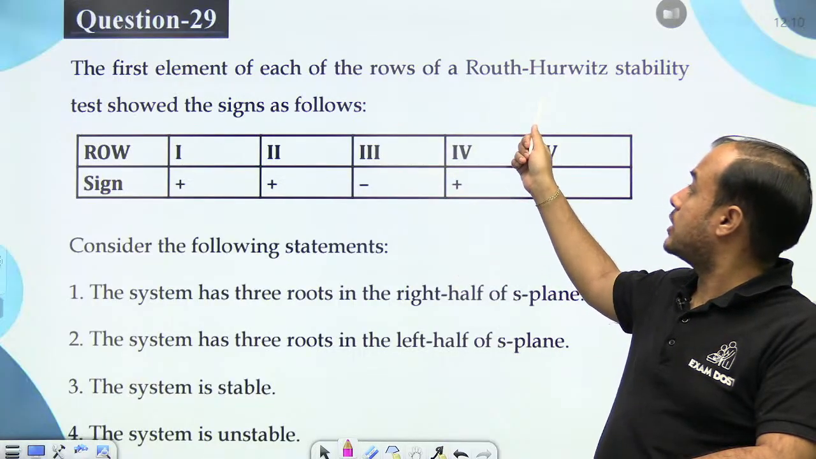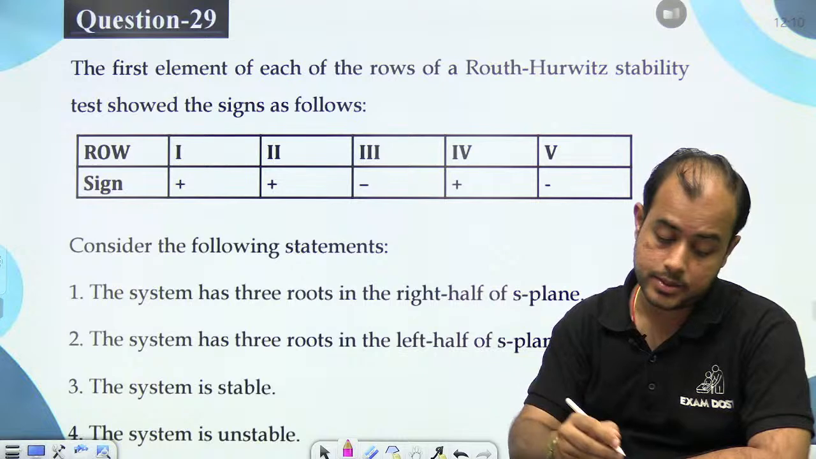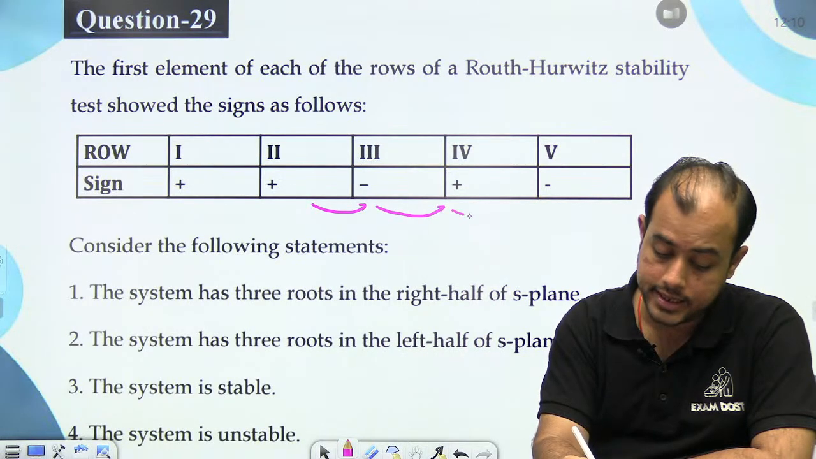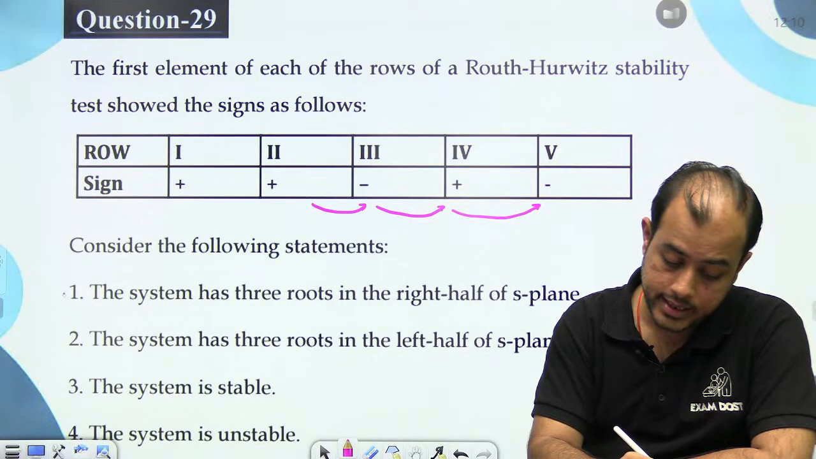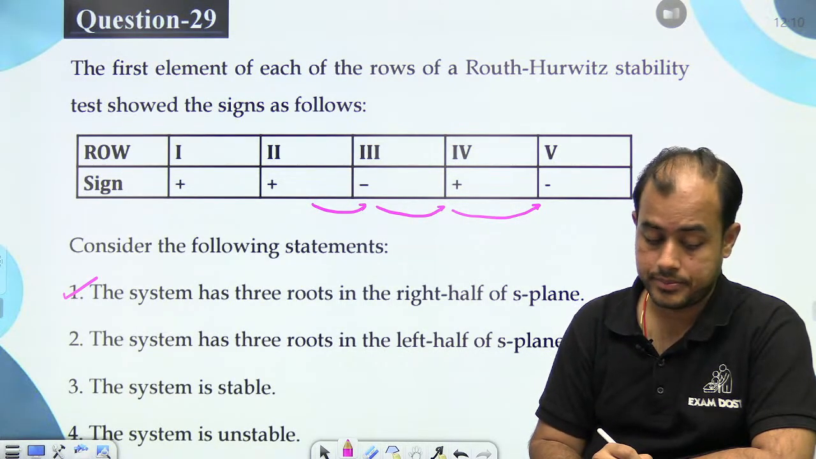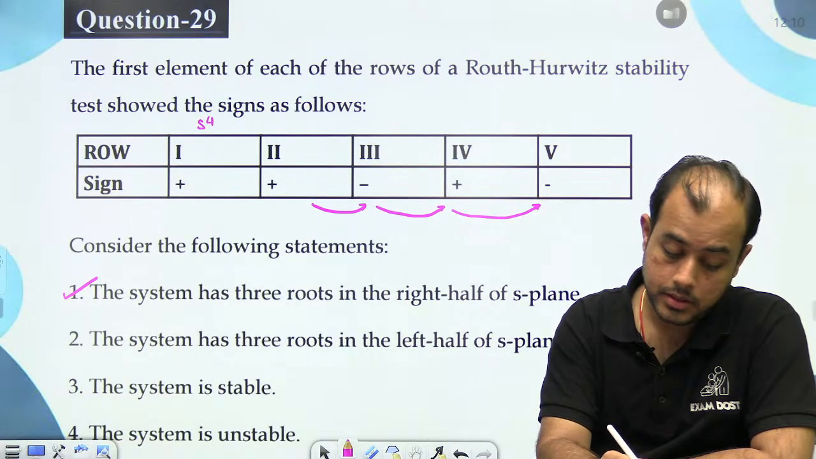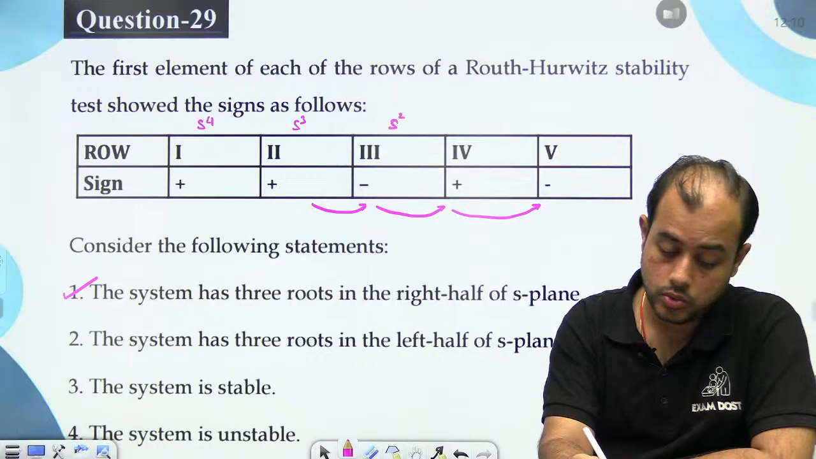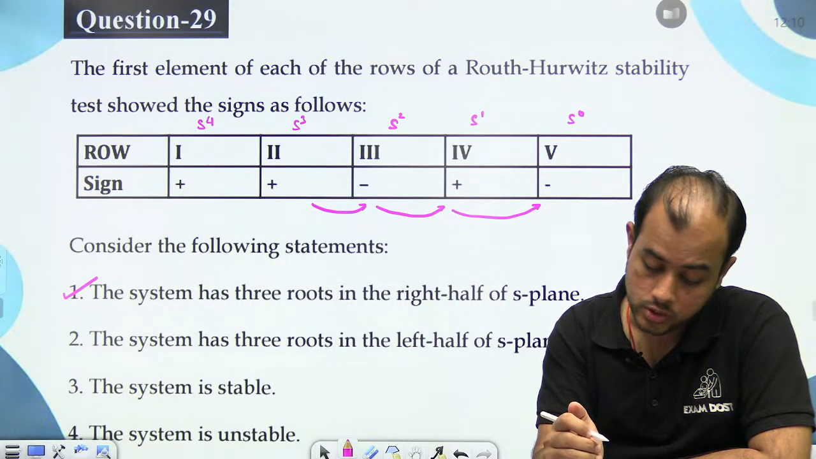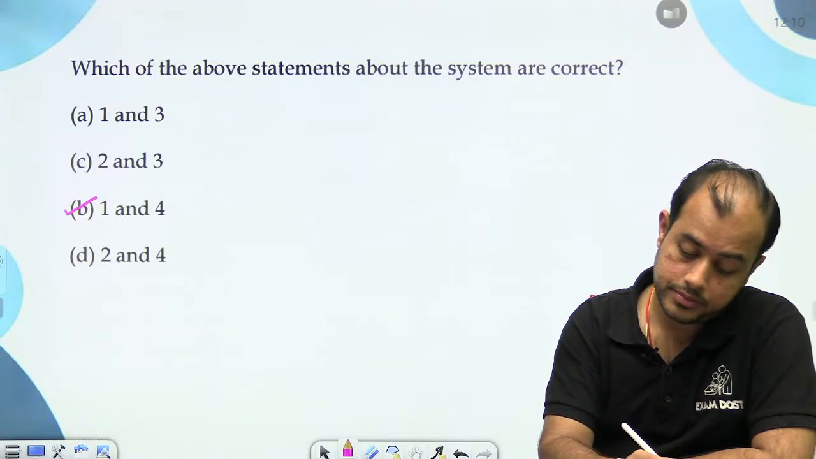The first element of the rows of a Routh-Hurwitz criteria test showed these signs. So 1 sign change, 2 sign changes, 3 sign changes. 3 roots in the right half plane. 4, 3, 2, 1, 0. Basically a fourth order system. So 1 root in the left half. System is unstable. 1 and 4.